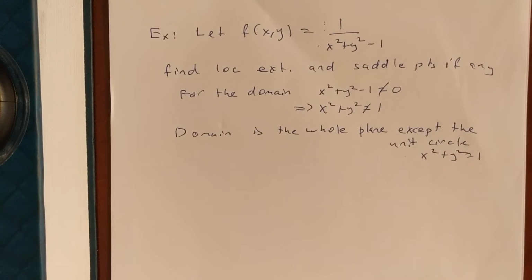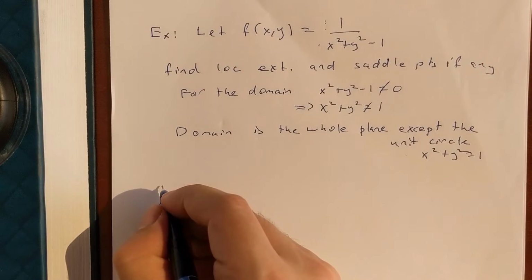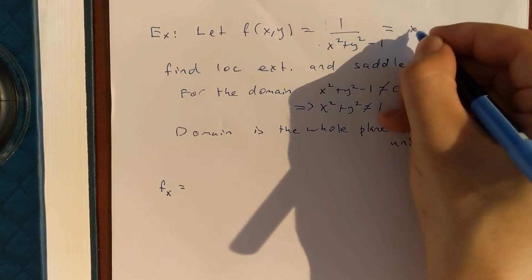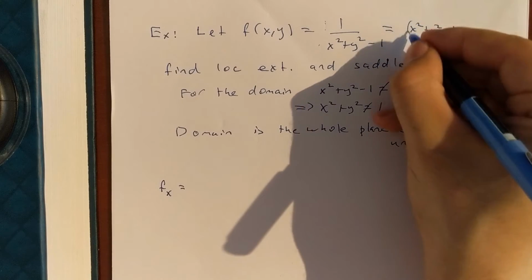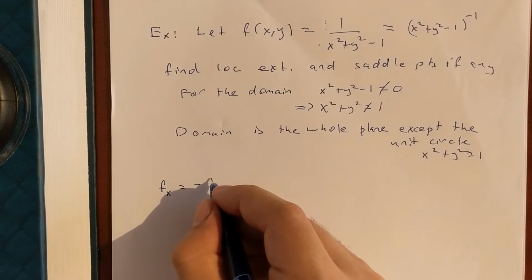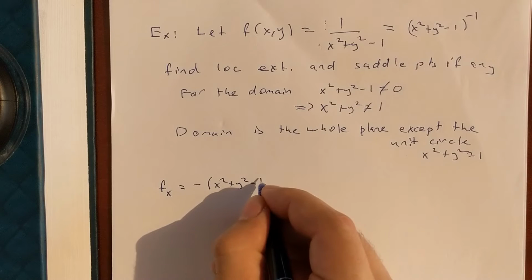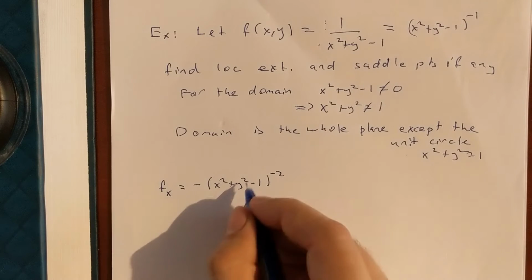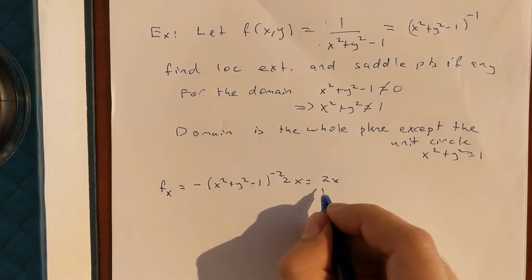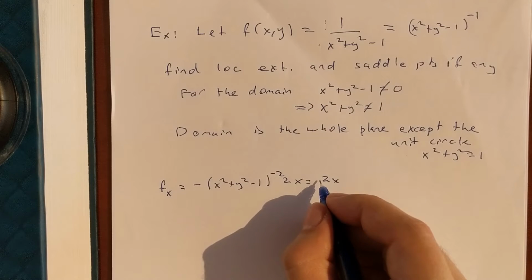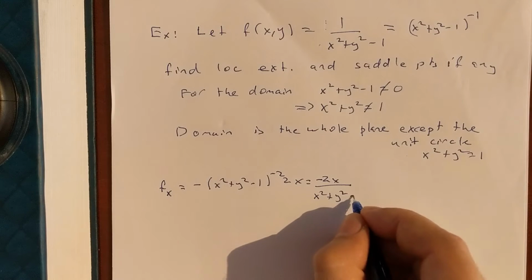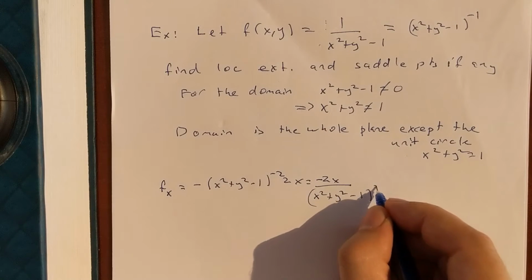Now let's talk about our derivatives. When are the derivatives 0 and when do they not exist? If I look at f sub x, maybe it's more helpful if we write this as x squared plus y squared minus 1, the whole thing to the negative 1. So negative 1 is going to come in front. We're going to have x squared plus y squared minus 1 to the negative 2 times the derivative of the inside, which is 2x, so it's minus 2x over x squared plus y squared minus 1, the whole thing squared.